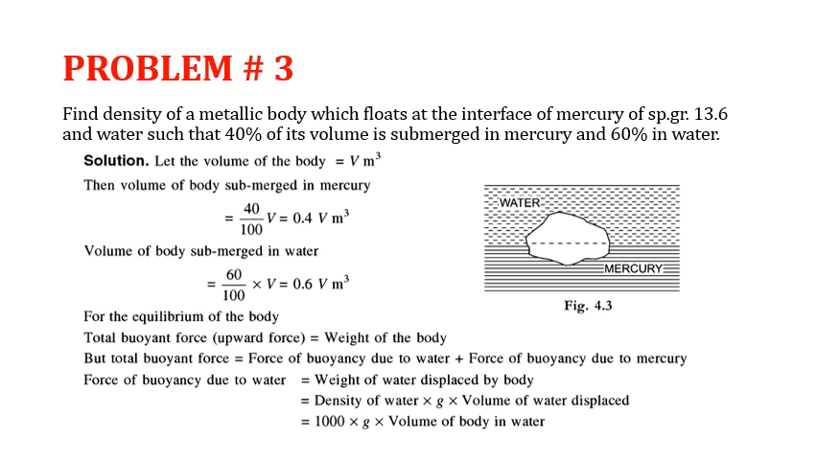Problem number 3 is to find the density of a metallic body which floats at the interface of mercury of specific gravity 13.6 and water such that 40% of its volume is submerged in mercury and 60% in water. So if we have the total volume of V meter cube of the body, 0.4 V is submerged in mercury and 0.6 V is in water.